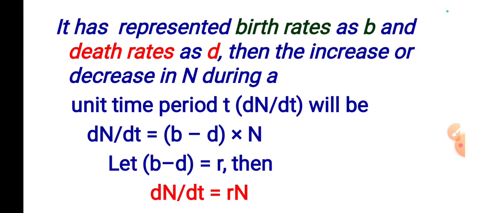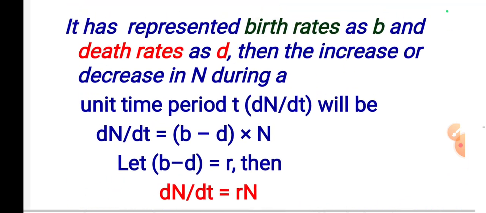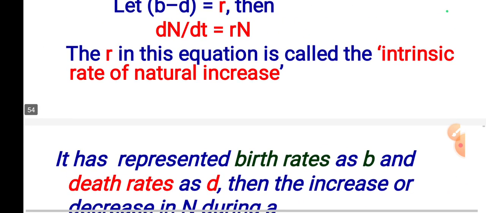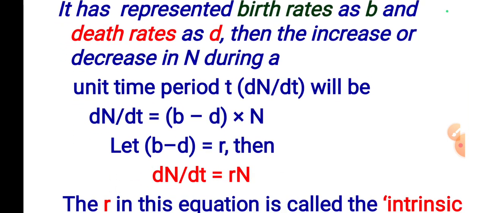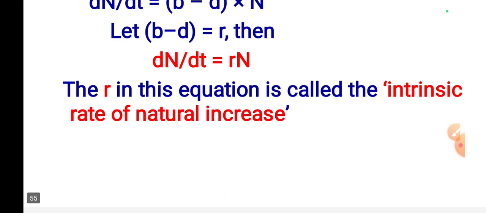Let birth rate be b and death rate be d. Then the increase or decrease in population density N during a unit time period t is dN/dt equals (b minus d) times N. Let b minus d equal r, the intrinsic rate of natural increase. Then dN/dt is equal to rN, which we already studied.